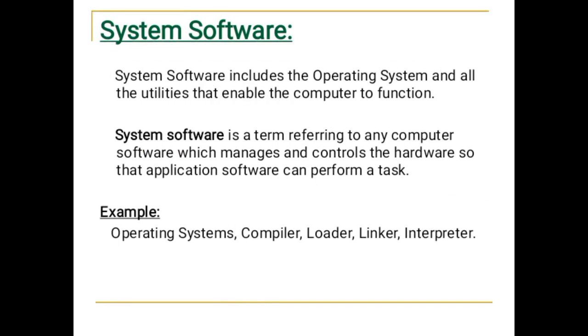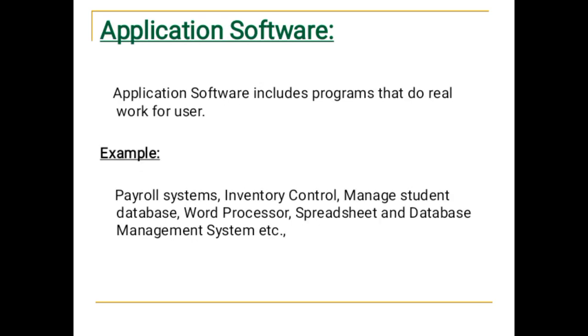Let's look at each one of them, and we can start with the system software. System software includes the operating system and all the utilities that enable the computer to function. System software is a term referring to any computer software which manages and controls the hardware so that application software can perform a task. Examples are operating systems, compiler, loader, linker, and also interpreter.